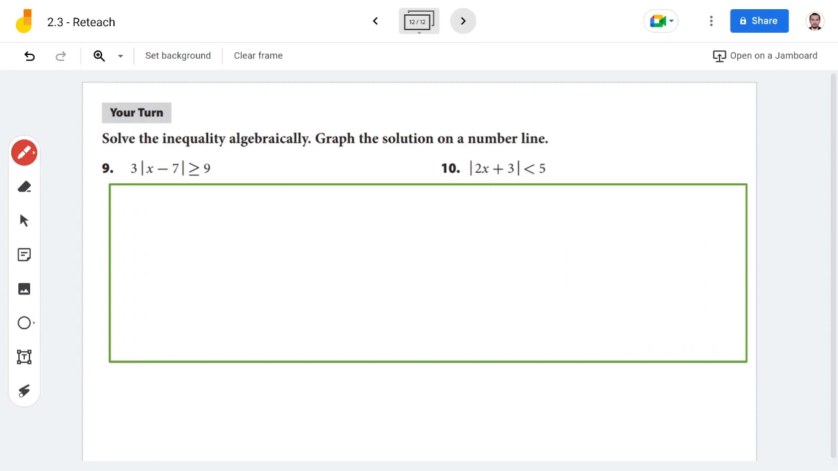Then it's your turn. I hope this lesson is understandable. It's a little bit confusing, but it's easy if you understand, if you study and practice.